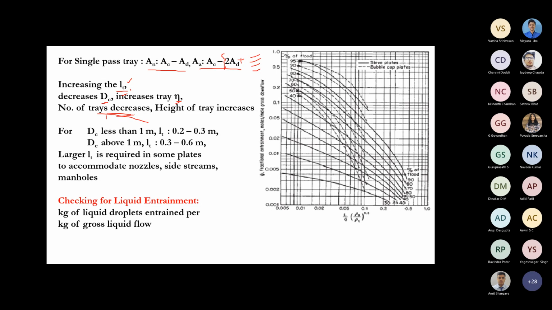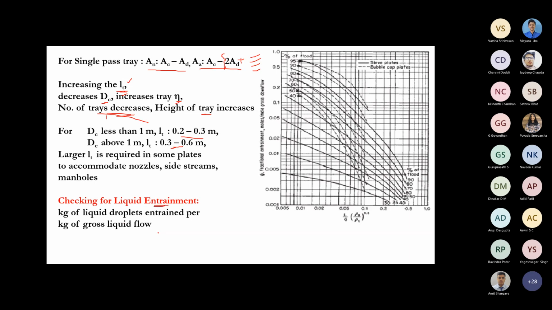But as we increase the tray spacing, the height of the column increases. So for a column diameter less than 1 meter, we can select a tray spacing of 0.2 to 0.3 meters. For diameter greater than 1 meter, it can be 0.3 to 0.6 meter as initial values. Once that is done, we have to check the liquid entrainment.